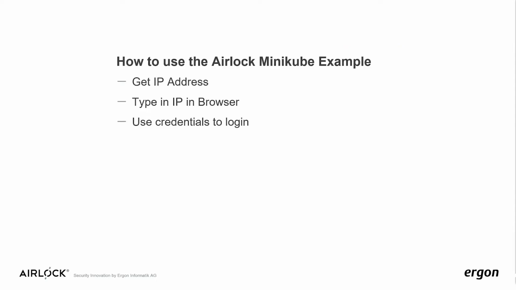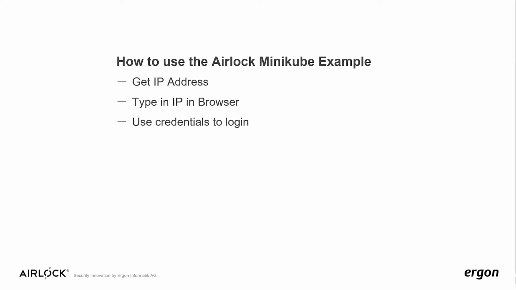Let's get started. To find the IP address in order to access the application, we need to get the IP from Minikube. Of course, the Minikube with the example needs to be up and running. Then you can type in the IP in a browser. The first page shown is the login screen of Airlock IAM. The credentials of the test user are "user" for the username and "password" for the password.